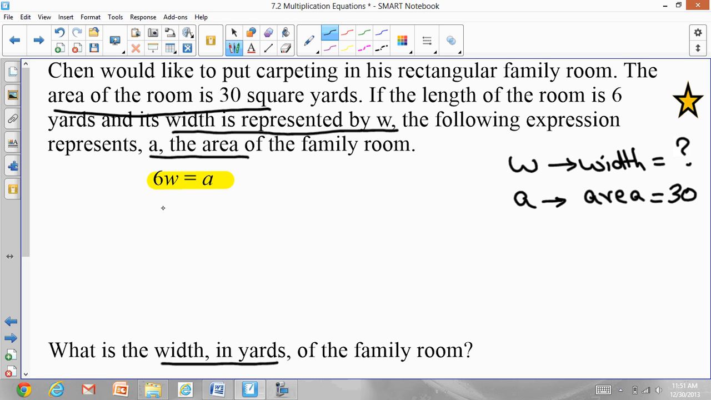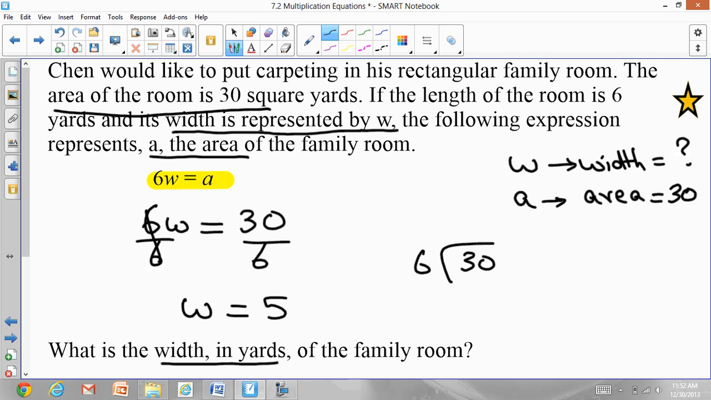So I'm going to go back to this equation. 6, I'm going to keep it as it is. W, I'm going to keep it as it is because that is what they are asking me to find. What is the width? So I need to find what number belongs in the place of W. Equal sign, I'll keep it as it is. A, I'm going to change it to 30 because that is the information given from the question. Now this is a one-step multiplication equation. So you divide by 6 on the left, divide by 6 on the right, cancel, you get W equals 5. 30 divided by 6 is going to give you 5. So this is the width in yards. And that'll be the final answer.